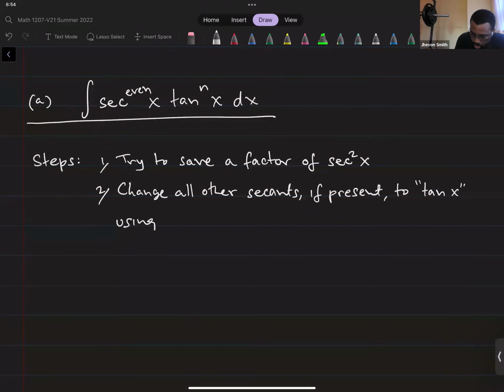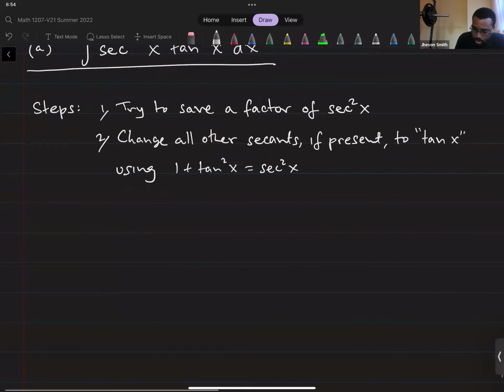Of course, you're going to be using the Pythagorean identities. So we know that 1 plus tangent squared is equal to secant squared. Three, now you're going to substitute. U equals tangent. Or integrate.